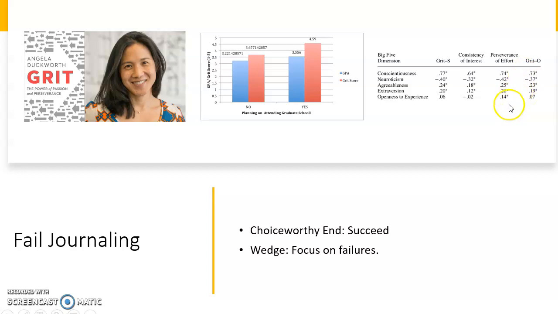So pretty high marks there. And the idea is that people who have grit, or the greater amount of grit that you have, perhaps, the more able you are to reason through things and persevere when things get difficult. Okay, and so one of the choice-worthy ends that many of us have, it's a very general choice-worthy end, is just to succeed, right? So when we set our goals, we want to be able to succeed at them.